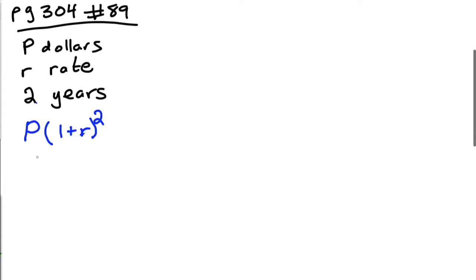So what we're going to do is rewrite it. 1 plus R squared means that I need to multiply 1 plus R by itself 2 times. Okay, so 1 plus R squared is 1 plus R times 1 plus R. Then we need to multiply this together. Now we are multiplying 3 factors here.